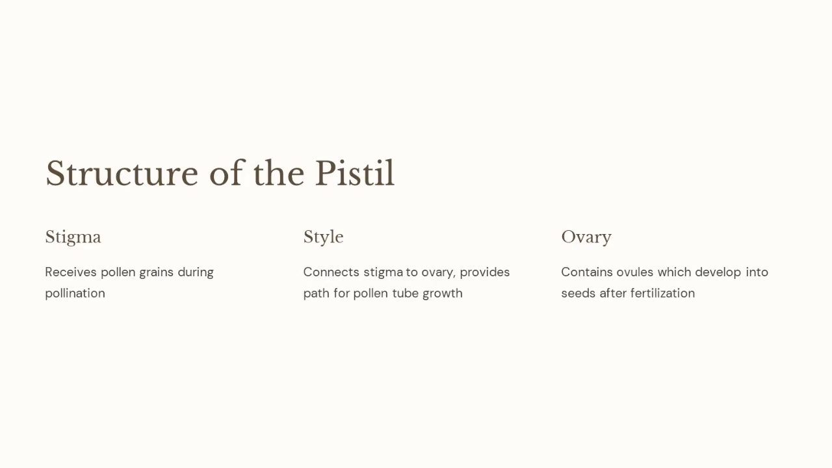The pistil is composed of 3 main parts: the stigma, style, and ovary. The stigma receives pollen grains during pollination. The style connects the stigma to the ovary and provides a path for pollen tube growth. The ovary contains ovules, which develop into seeds after fertilization.